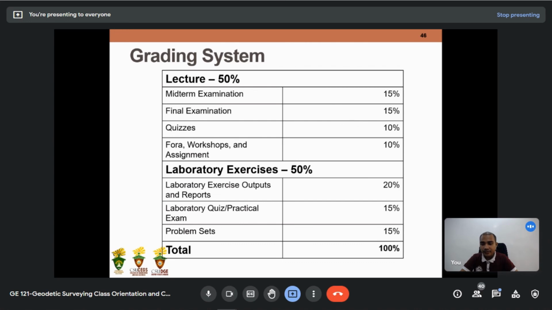And for the laboratory exercises, 50%, the 20% is your outputs and reports, like for example your computations and lab reports. Then laboratory exam or practical exam and laboratory quizzes, that's 15%. And the last 15% comes from problem sets. So all in all, we have a total of 100%.